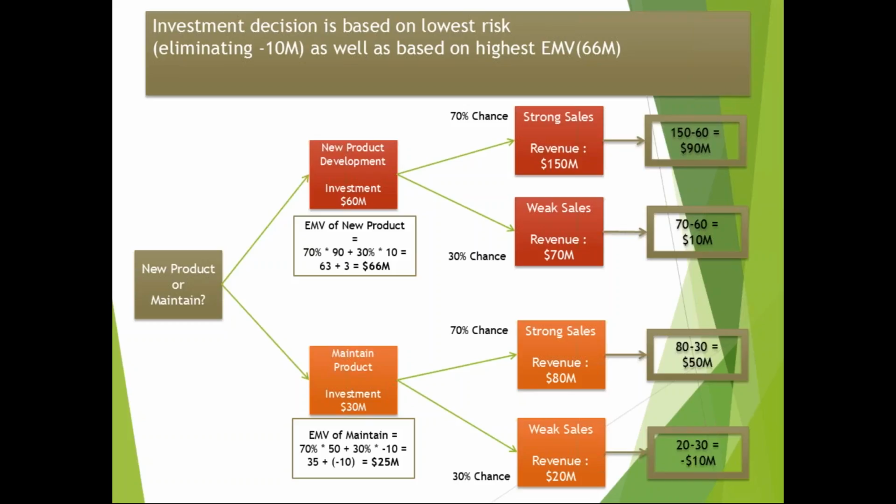Which is highest? Always remember, highest EMV wins. Higher EMV is for new product development. That is how we are taking the decision that yes, we need to go for the new product here, right? Make sense? Does that make sense, guys? Any doubts, any questions?